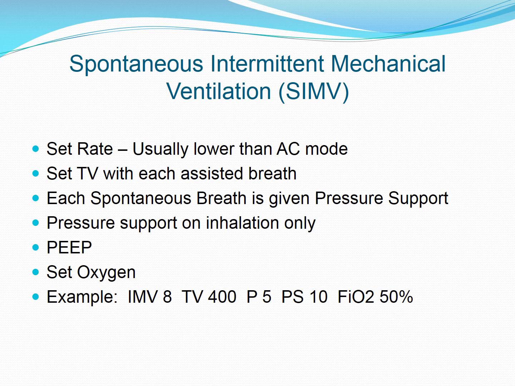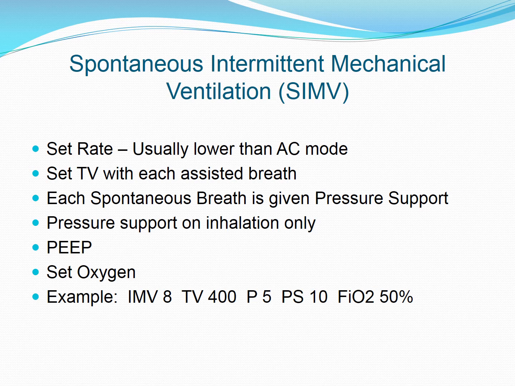The big difference with synchronized intermittent mechanical ventilation is that the machine does not support the spontaneous breaths. So what happens is we do have a set rate again. At the bottom, you're going to see IMV of 8. The respiratory rate is usually lower with SIMV because we want the patient to be able to take more breaths on their own to keep the respiratory muscles strong.